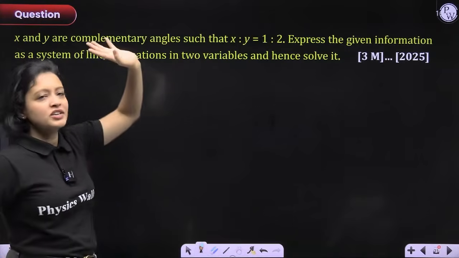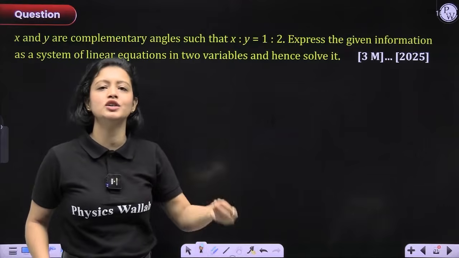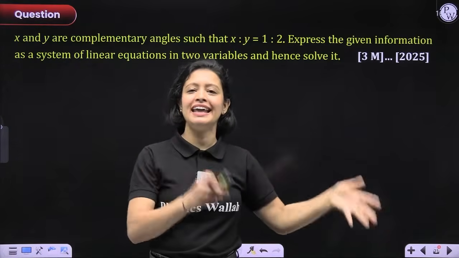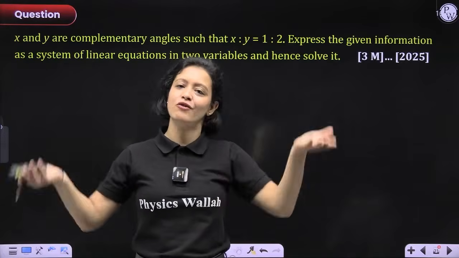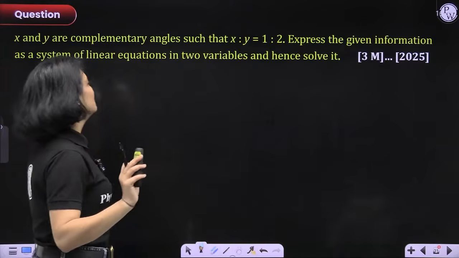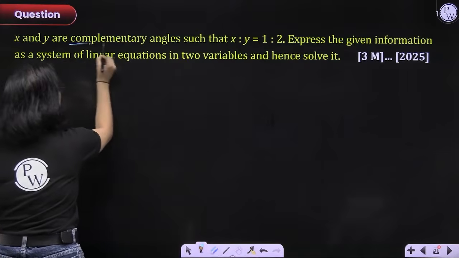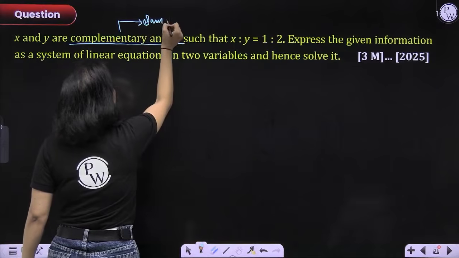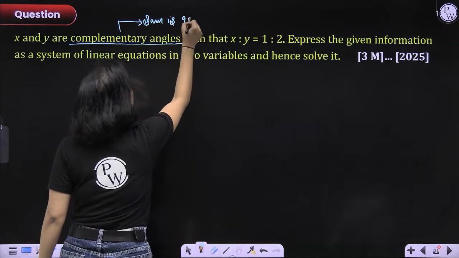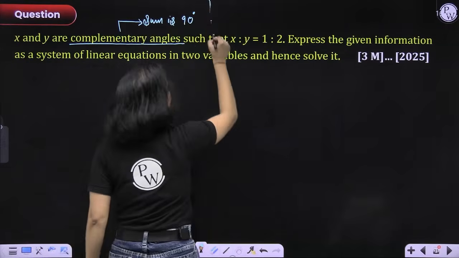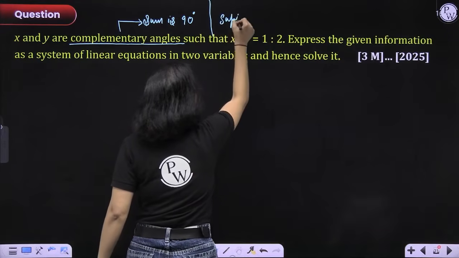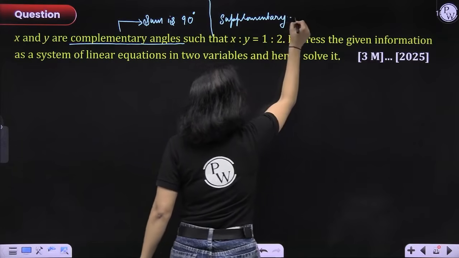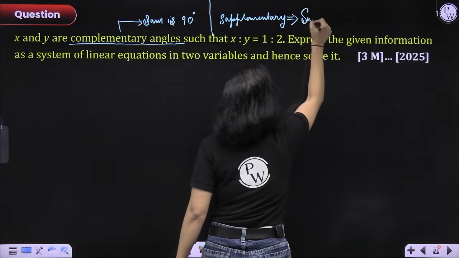x and y are complementary angles. They have already told us, x and y are complementary angles, so we don't need to take any unknown value as x and y. They have already given it to us. Good for us. We have 2 complementary angles. You should know what complementary angles are. Complementary angles are angles whose sum is 90 degrees. Supplementary means sum is 180 degrees.